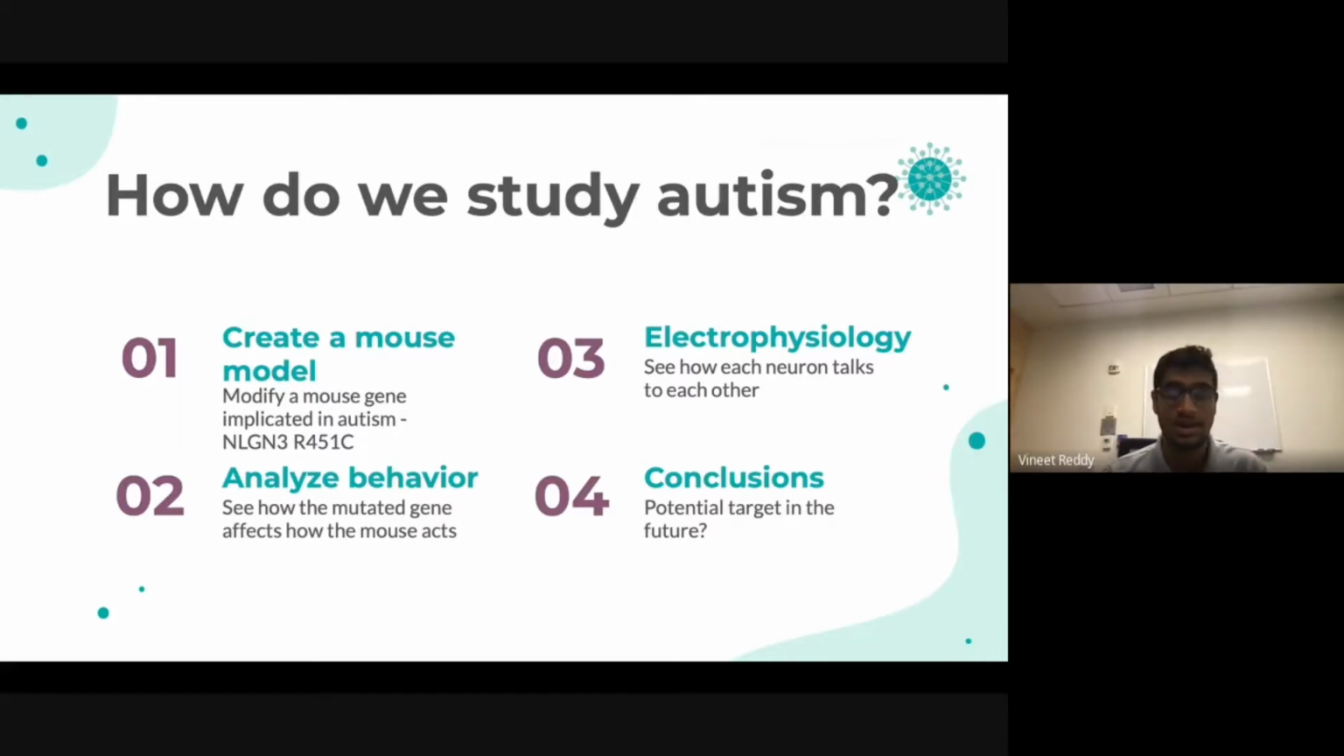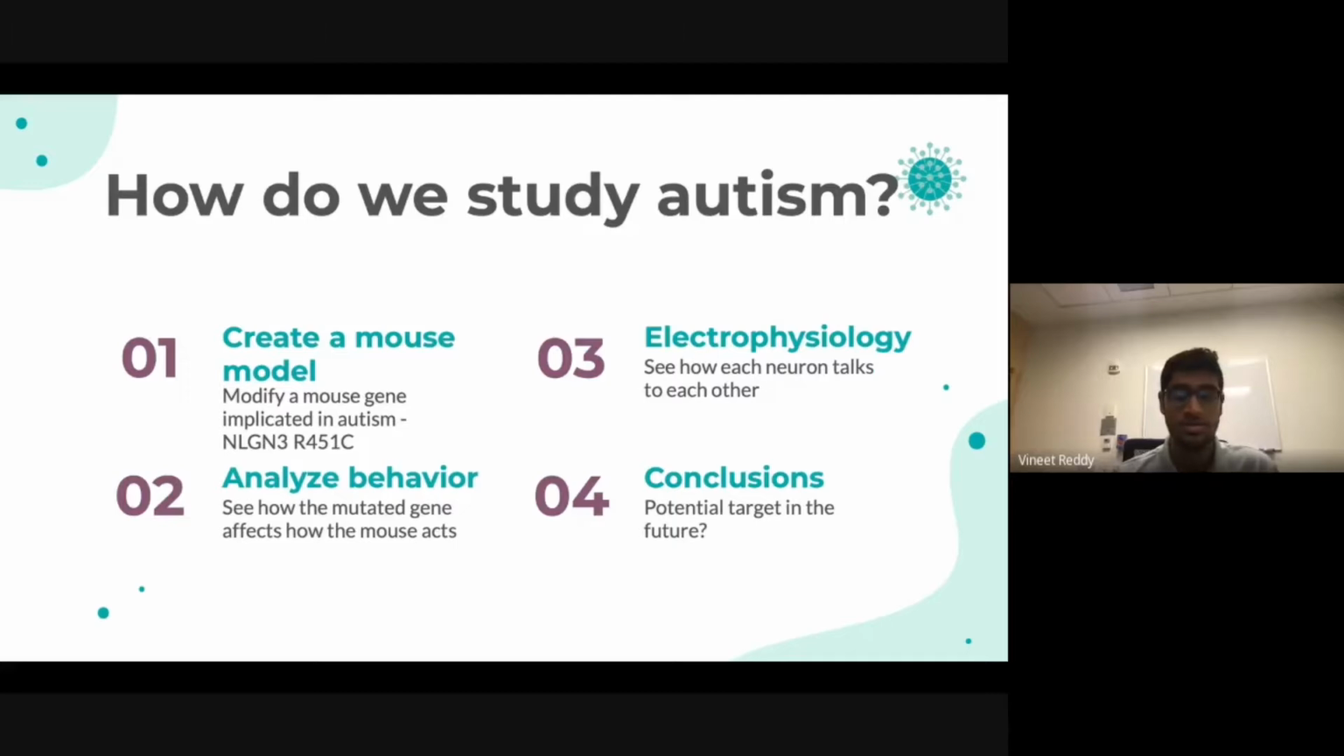So in my case, I study this gene called neuroligin 3, and what we do is we go to position 451 of that gene, and we change an arginine to a cysteine. And so this gene mutation is the same gene mutation that was found in a pair of twins in humans. So we're taking a mouse gene that's implicated in autism and changing it.